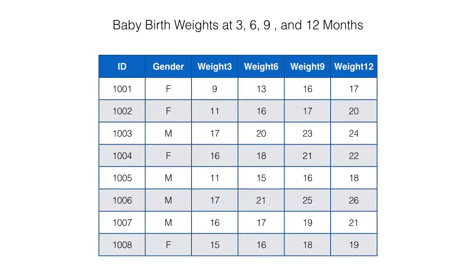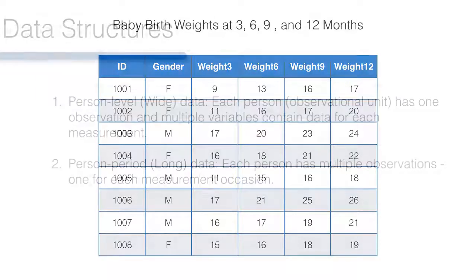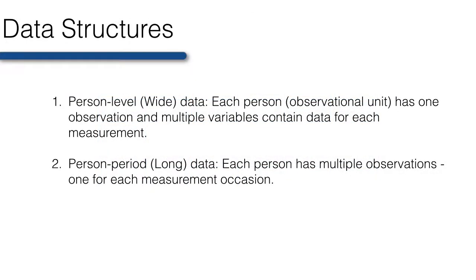Here's an example of person-level or wide data. This table contains the weight in pounds for 8 babies at ages 3 months, 6 months, 9 months, and 12 months. Notice that each baby has one and only one observation, and that a new variable is created for each subsequent measure of weight. An alternative and often preferable data structure is the person period or long data structure.